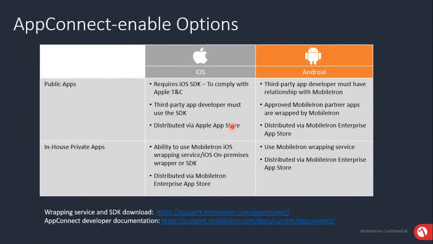So App Connect can be enabled only if the app is developed in-house. For example, any application available on the App Store like LinkedIn, Google Drive, OneDrive, SharePoint, we cannot enable App Connect because those will be considered third party. Any third-party application cannot be wrapped or made App Connect.